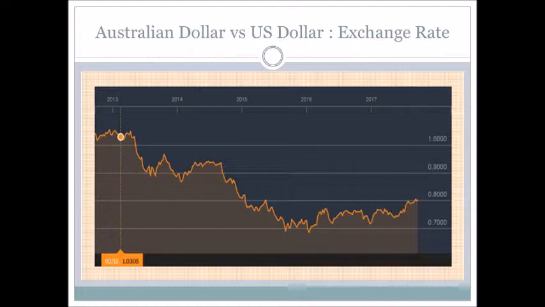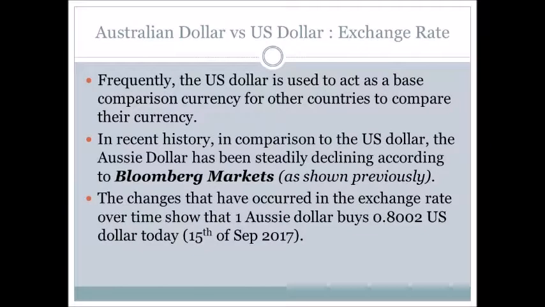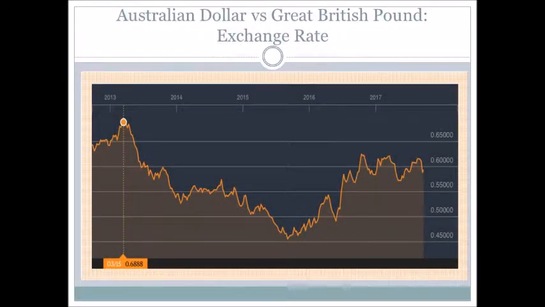0.8002 US dollars. Against the British pound over the last 5 years, the Aussie dollar has not been quite as strong as it has been against the US dollar. According to Bloomberg markets, in March 2013, one Aussie dollar was worth 0.688 British pounds, but a steady decline and then later a steady increase in the Aussie dollar has resulted in one Aussie dollar being worth 0.5886 British pounds today, on September 15th, 2017.